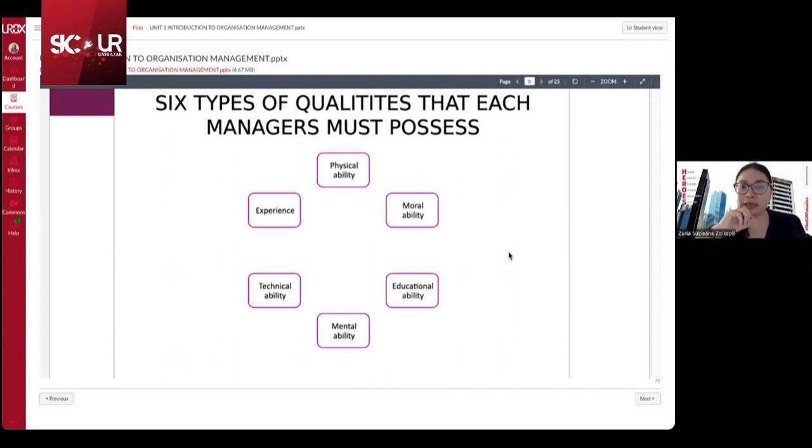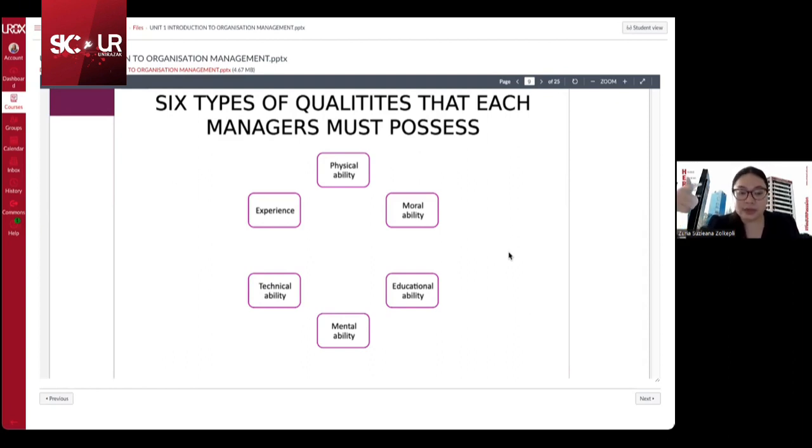So for me, I always like to use these 3 skills as the key competencies for managers. The first one is technical skill. Technical skill means all the knowledge and technical ability that you acquired when you become a leader. All the knowledge you also acquired in your diploma, degree, master, and so on. Educational ability.